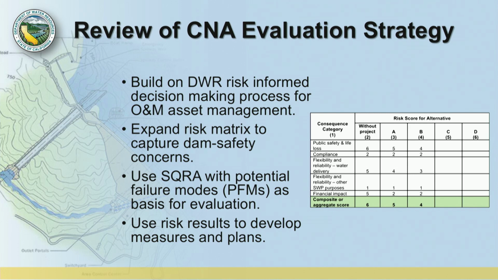And then finally, this slide here shows in the box on the right how we will use and consider various consequence categories and risk scores or risk ranks that are associated both with the without project condition, but with measures and alternatives that are formulated as a part of the CNA planning process. This is where the multi-criteria decision analysis that I mentioned earlier will fit into this entire CNA evaluation strategy and recommendations for actions that DWR will take moving forward in time.